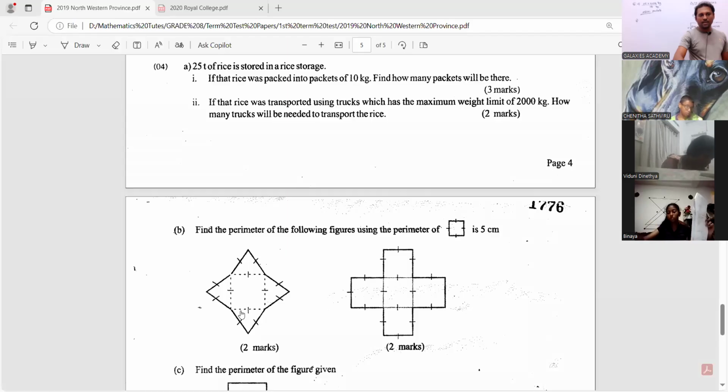the first part. Then second part, if that rice was transported using trucks which has the maximum weight limit of 2000 kilogram, how many trucks will be needed to transport the rice? Right? Can you understand?